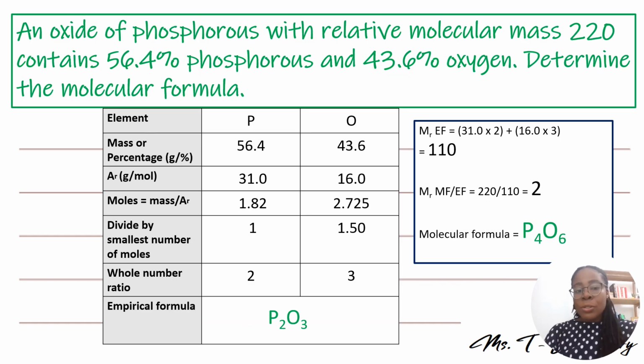And finally, 2 steps for this one. First, we need to find the empirical formula using our previous steps. We end up with P2O3 as our empirical formula. The molecular mass, or the Mr, is 220. So first we'll find the Mr of the empirical formula, P2O3, and we end up with 110. 220 divided by 110 is 2, which tells us that our molecular formula is twice as much as our empirical formula. So multiply P2O3 times 2 to give P4O6.